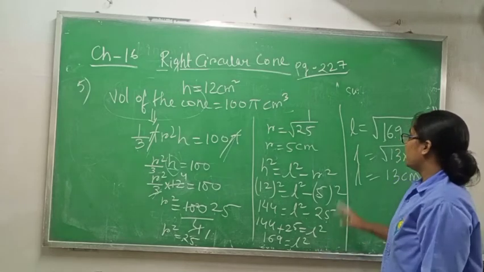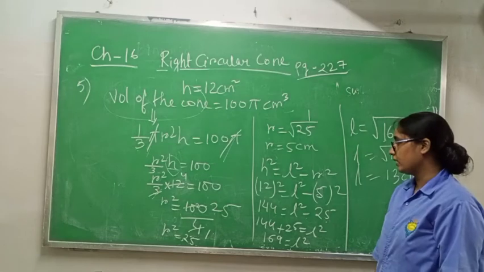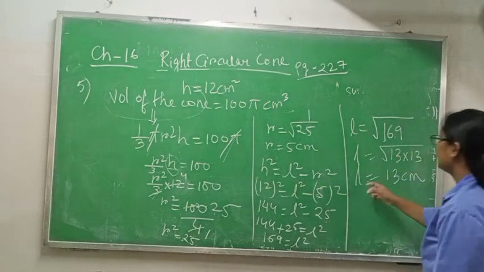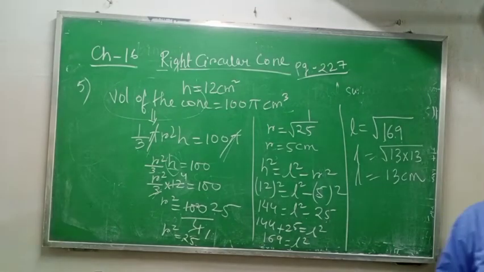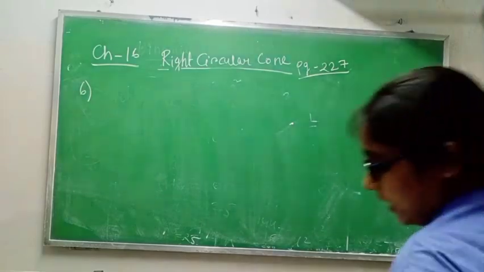Then we have to find slant height. For slant height, what formula we have? h square equals l square minus r square. h is 12, r is 5. When you put, you will get l value 13 centimeter. Okay, copy this one. Now class 10, read question number 6.